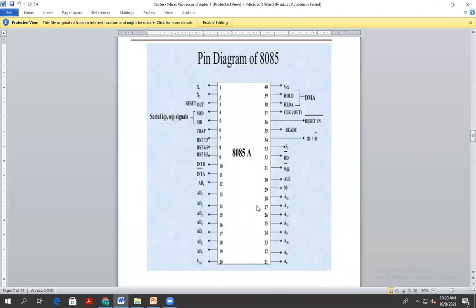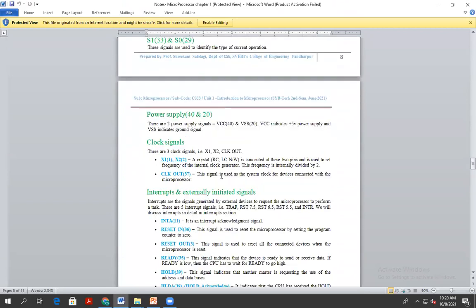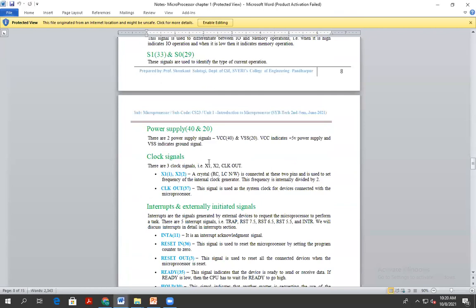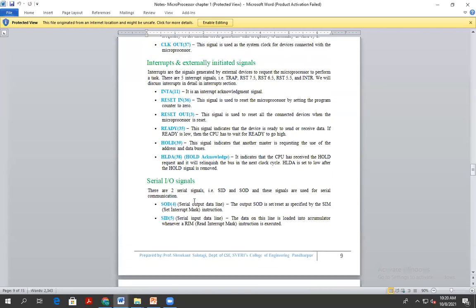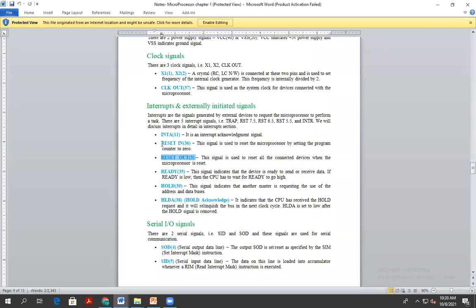Sir, explain reset out. Reset out, okay. That is pin number 3, right? This is the reset out, and reset in we have to use pin number 36. So pin number 36 and pin number 3 we have to use for reset purpose. Pin number 3 is the reset out. Pin number 36 is the reset in. First I am explaining reset in, then you will come to know reset out.